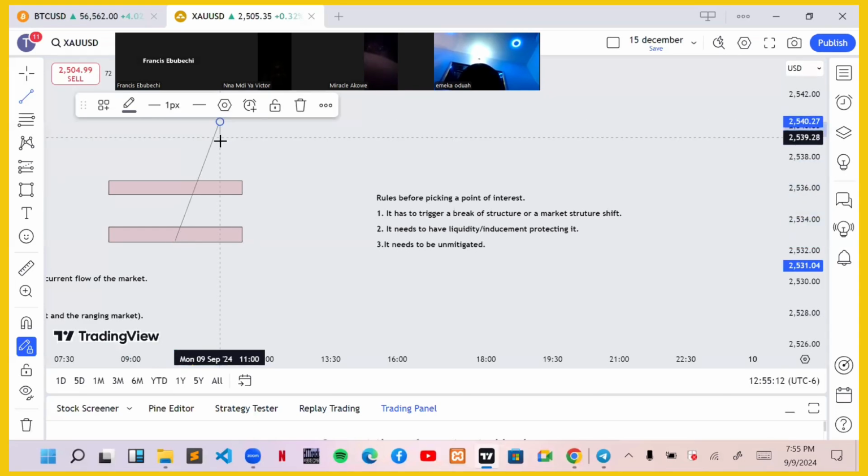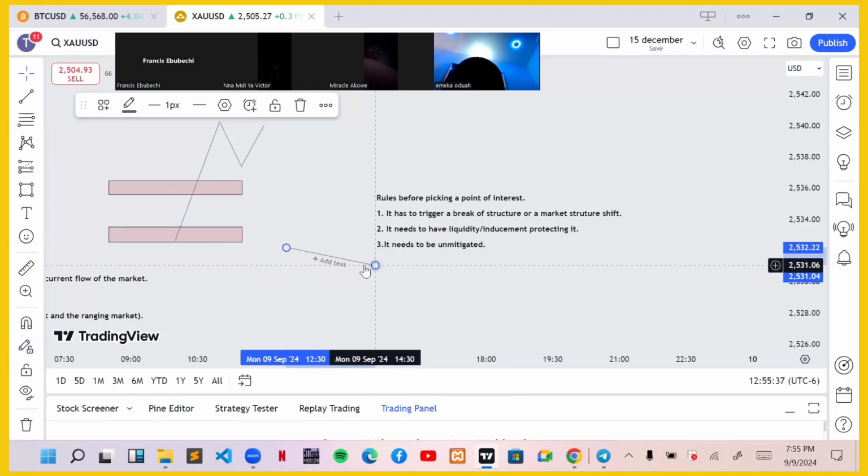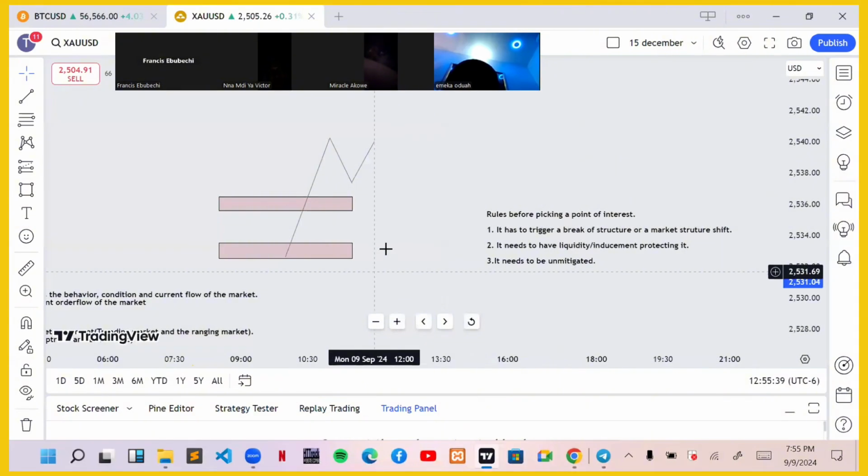After breaking out, it made the first pullback. This first pullback did not mitigate this breaker block. You understand? That's what I mean. Not before the breakout. Once market has broken out, you have to make sure that the point of interest you're using did not get tapped into during that first pullback that market is making after breaking structure or after triggering a market structure shift. You have to pay attention that market did not tap into it. That's what I mean by it being unmitigated.